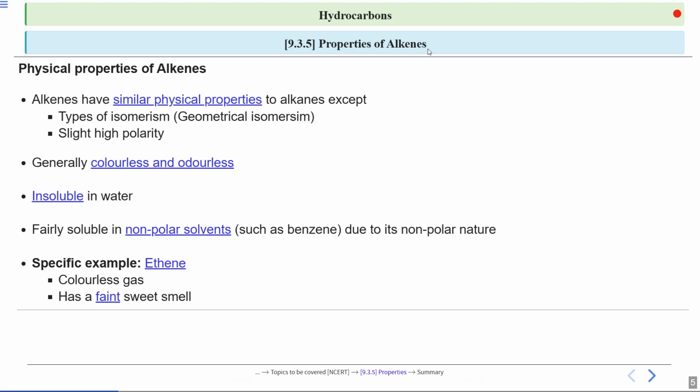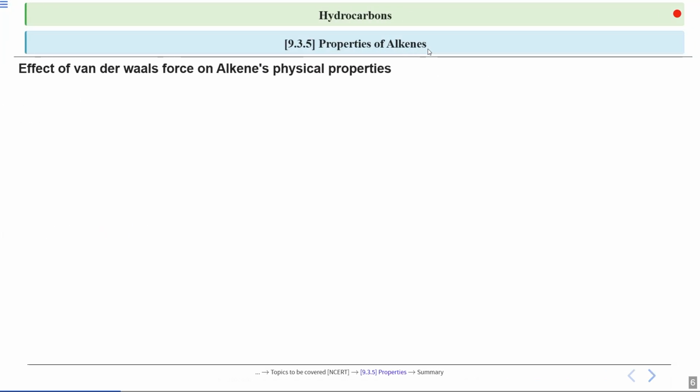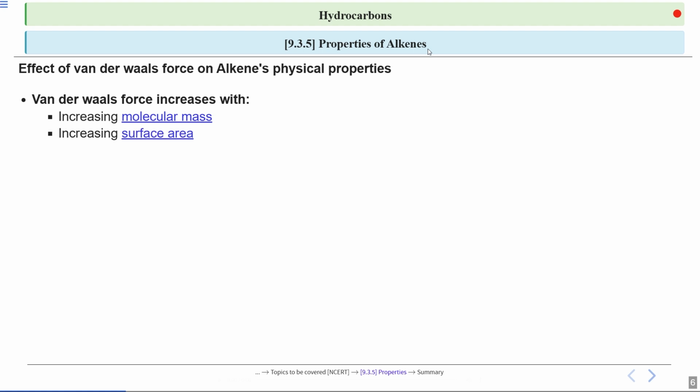Now, we will try to study the physical properties of alkenes with the help of van der Waals force. So what is the effect of van der Waals force on the alkenes' physical properties? Now, first of all, you should know that van der Waals force increases with increasing molecular mass. So the first factor is molecular mass. As the molecular mass of an alkene increases, the van der Waals force between its molecules also gets stronger. This is because larger molecules have more electrons, which leads to stronger temporary attraction between them.